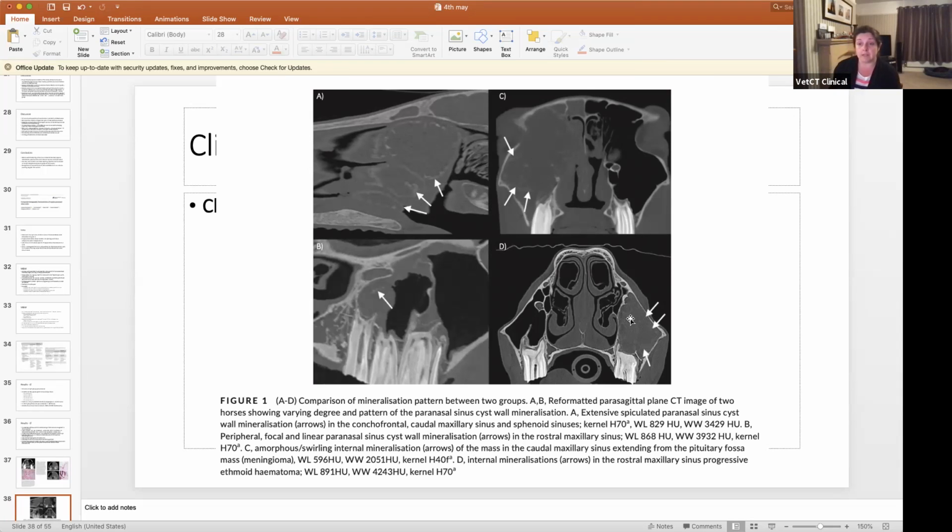which I'm not sure would be on my list of differentials for the reason for having fluid in the caudal maxillary sinus, but I assume if you can see the whole CT and you can see it extending from it, maybe it's more obvious. But they just point to the slightly different patterns of mineralization, but I'm not sure. You could maybe convince me they were the same pathology. I'm not sure they're that different.